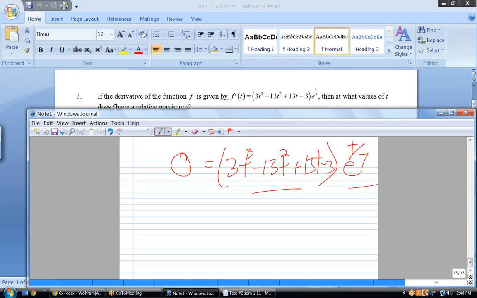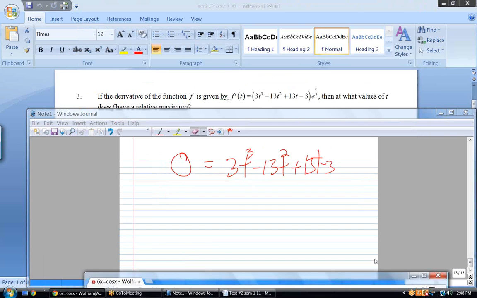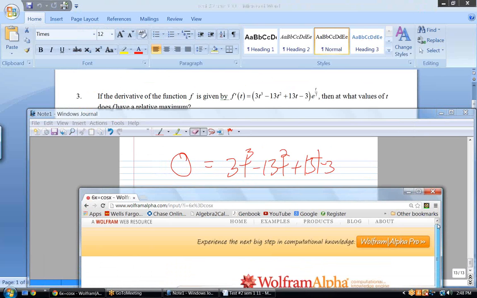Well, there is no value that will make e to the t over 7 equal 0. So we don't even have to worry about this. But this equaling 0 is the only thing we have to worry about. You see why? In other words, it's impossible for e to the t over 7 to be the thing that's equal to 0. So we have to solve this thing, or find the zeros of it. Let's put it into Wolfram Alpha, and it'll give us the zeros.